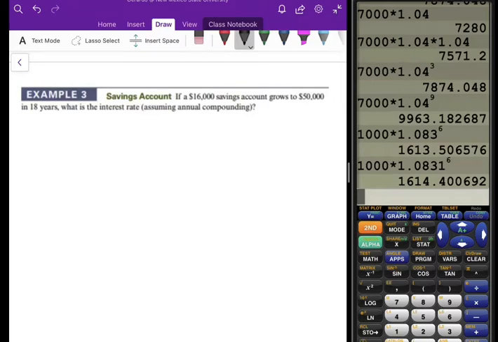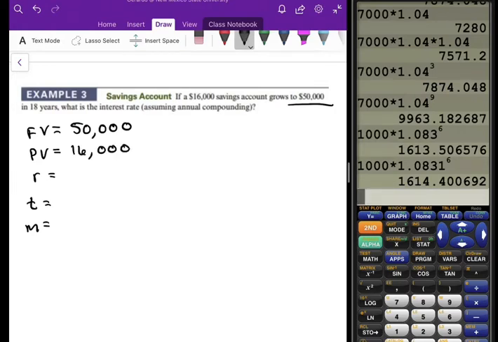So let's do another one. We have future value, present value, rate, and time at M. Our account grows to a future value of 50,000. Present value, they started with 16,000. Time is 18 years. And they want us to find the interest rate. Compounding is annual, so M is 1. So we're looking for the rate.